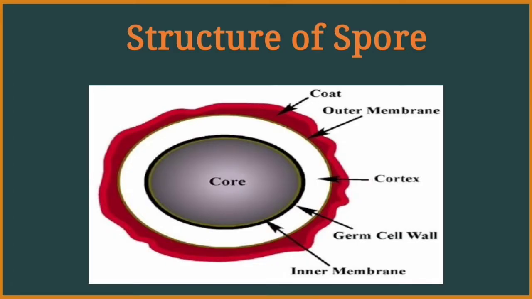The central core portion consists of DNA, small amounts of RNA, ribosomes, enzymes and nearly 40% of dipicolinic acid. The dipicolinic acid helps in preventing damage to DNA by chemicals present in the environment.